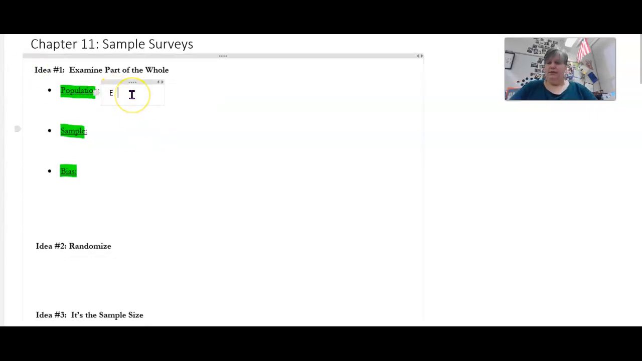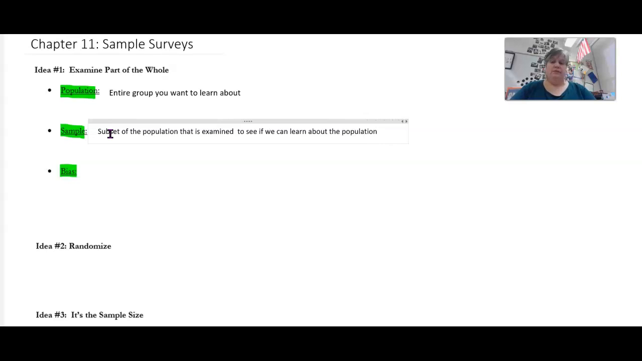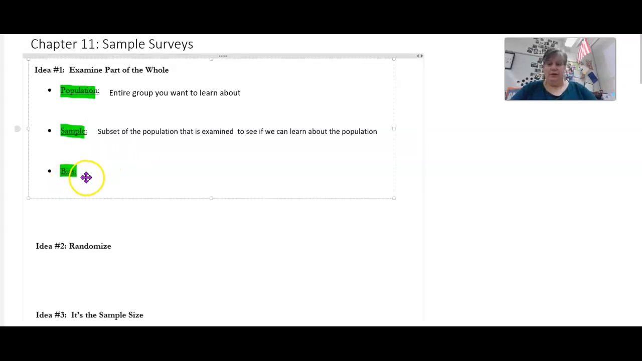Okay, so the population is the entire group you want to learn about. And then a sample is a subset of the population that is examined. We can't look at the whole population, so we look at a subset to see if we can learn about the population. We want to learn about the whole population, which is hard to do, so a lot of times we take a sample that should teach us about the population.